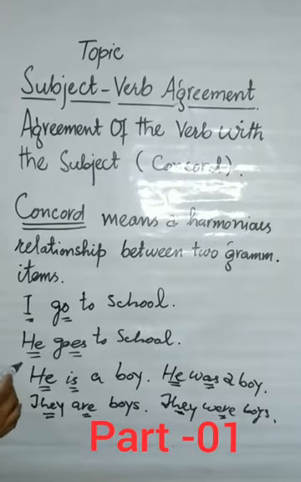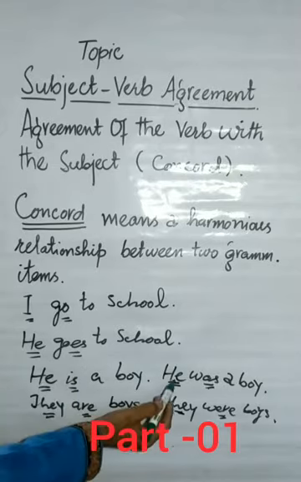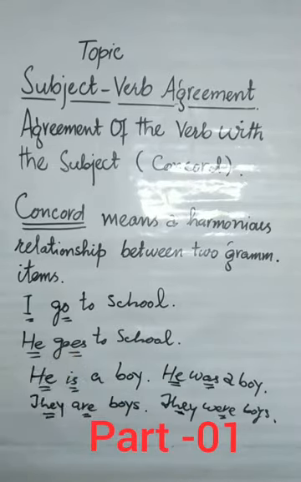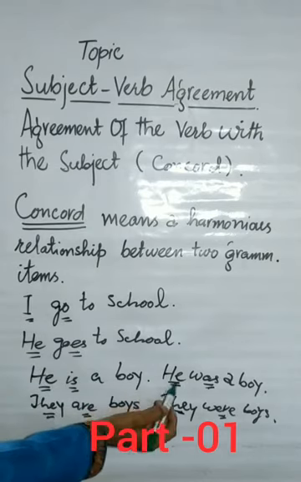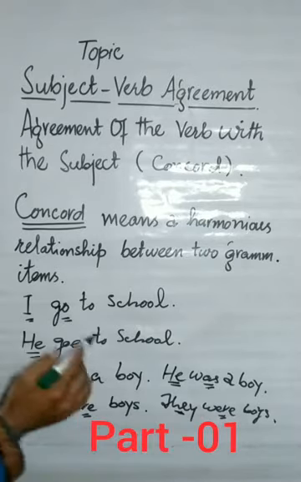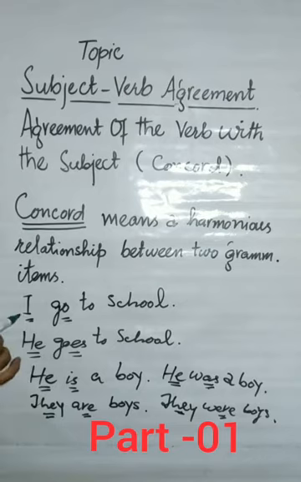So we can never say he are or he were. We can never say it, because he never agrees with are or were. इसका मतलब है कि एक ग्रामेटिकल आइटम का दूसरे ग्रामेटिकल आइटम के साथ एक रिलेशनशिप होती है, एक फ्रेंडशिप होती है, तो उस सब्जेक्ट के सामने वही वर्ब लगती है.